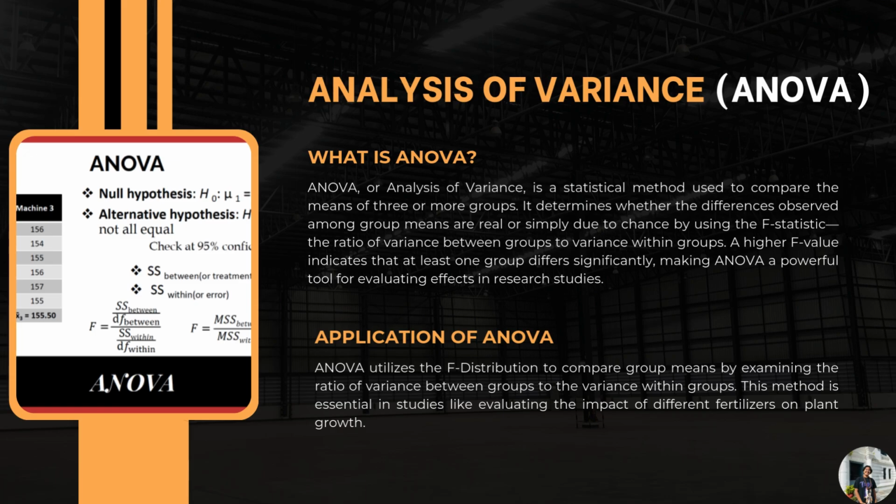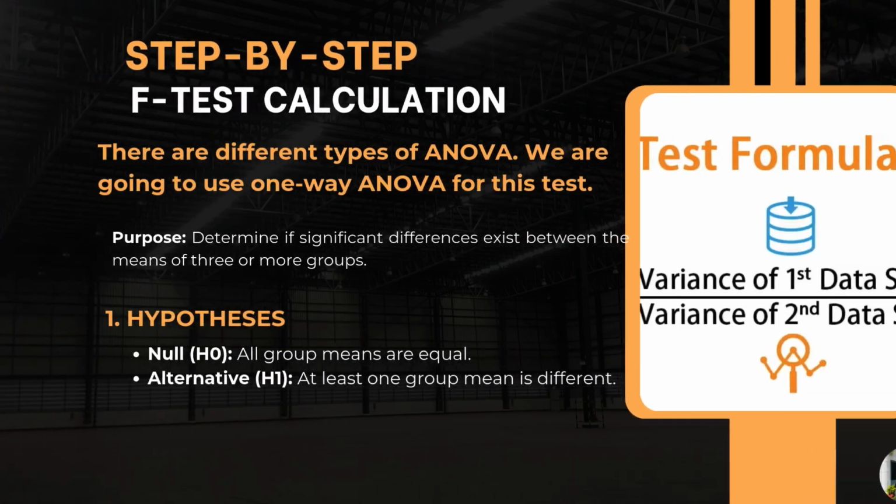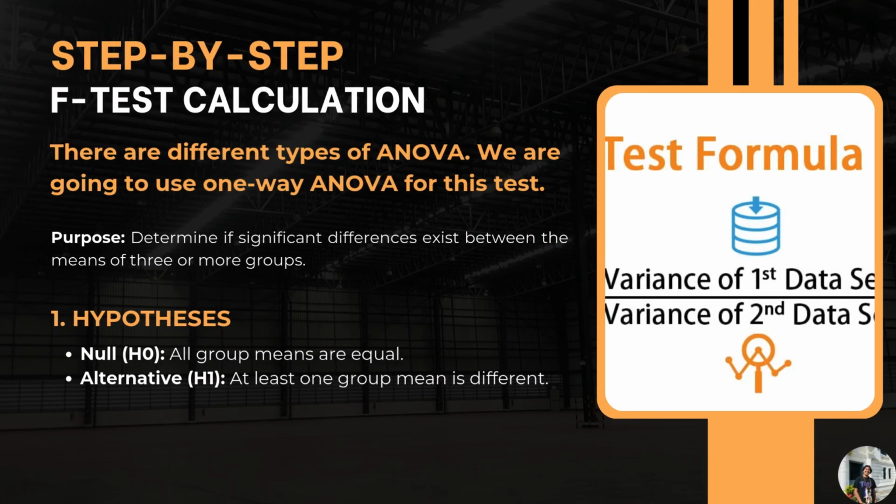One of the most common examples is in agriculture studies, such as testing different fertilizers to see which one results in the highest crop yield. There are different types of ANOVA tests, but we are going to use one way ANOVA for this test. The purpose is to determine whether a difference exists between three or more groups.